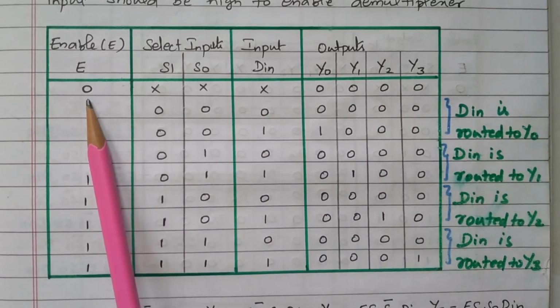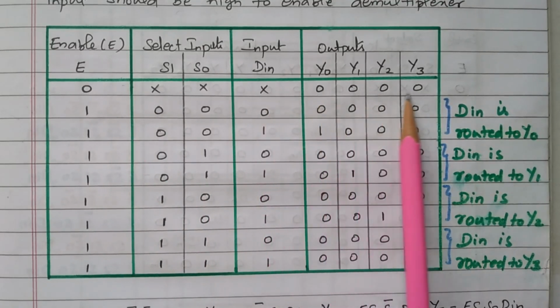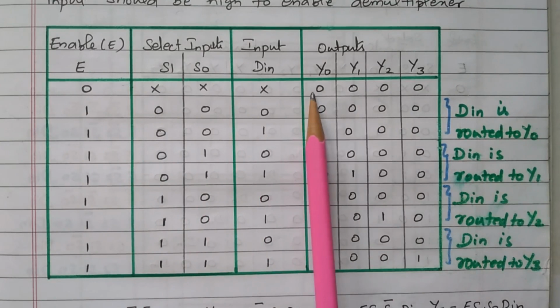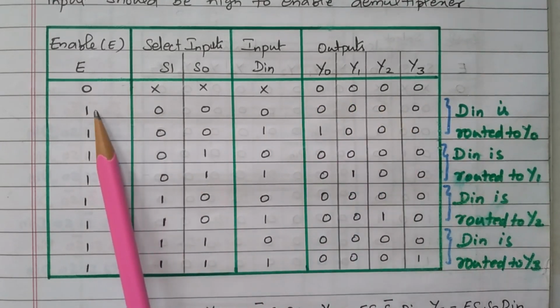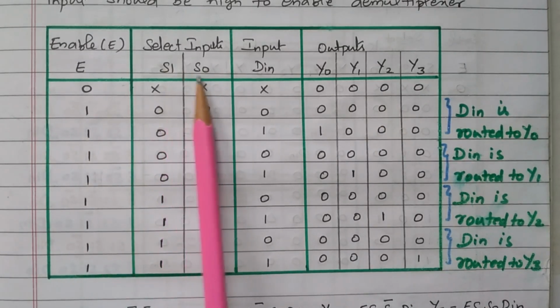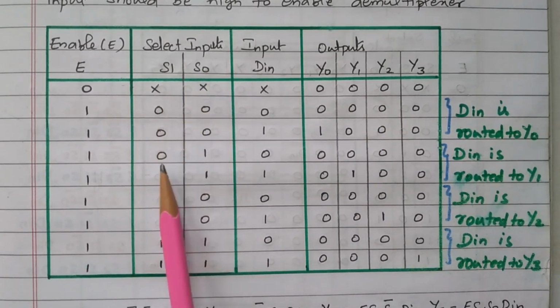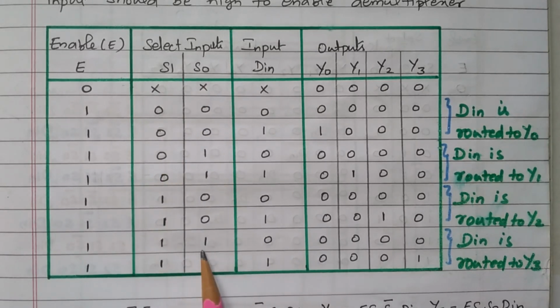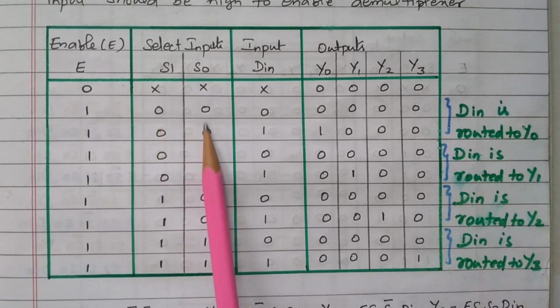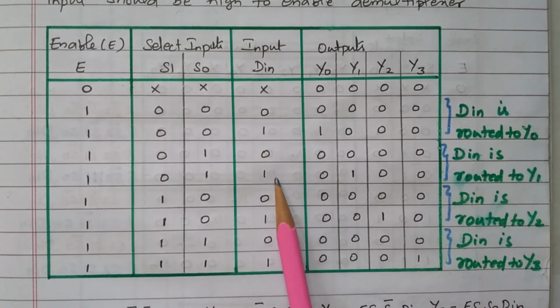If enable is 0, whatever the selection lines are, whatever the data input is, all outputs are 0. That is, the circuit is not enabled, so it will produce only 0. Suppose enable is 1. In that case, we go to the remaining rows. Here all have enable 1. The selection lines are the 2-bit data S1 and S0, so 4 combinations are available: 0 0, 0 1, 1 0, 1 1. In each, there are 2 possibilities, as the data may be 0 or 1. So we have 8 possibilities.